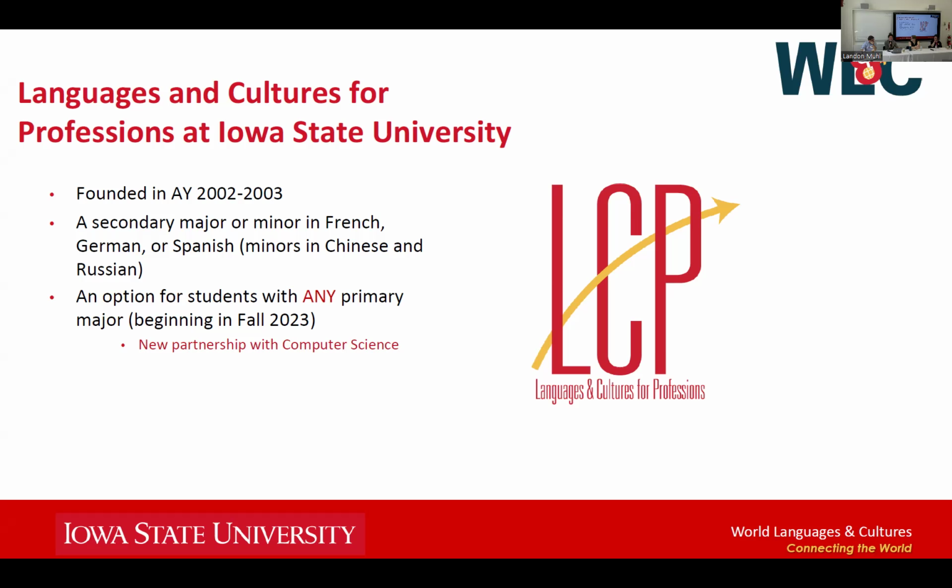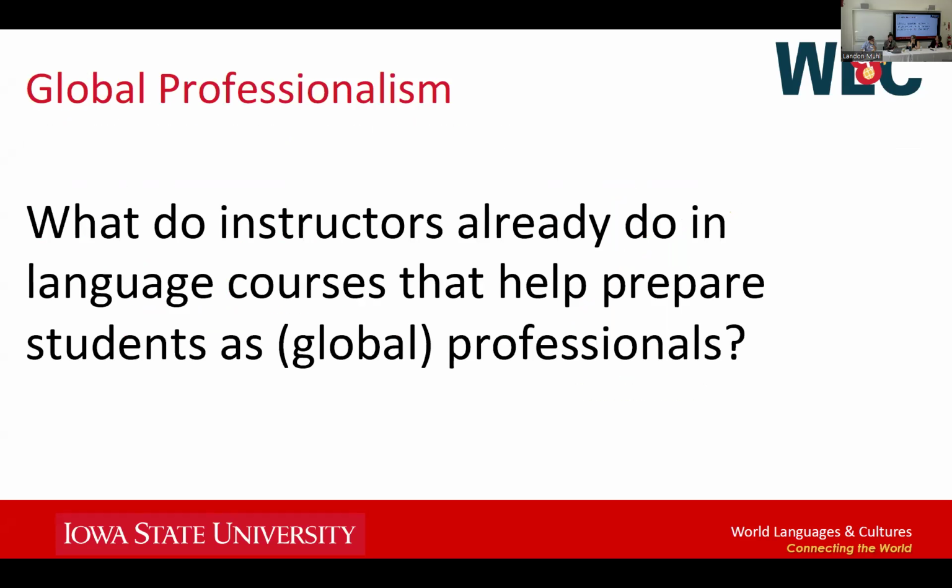There are lots of reasons for that, but it's also allowed us to start these new partnerships, for example, with computer science for students who are doing a BA in computer science, right? How can we see language and cultural studies as a really competitive add-on for these students with other disciplinary specific programs at Iowa State? So the question that guides this digital project I'll talk briefly about today is the following. What do instructors already do in language courses that help prepare students as global professionals?